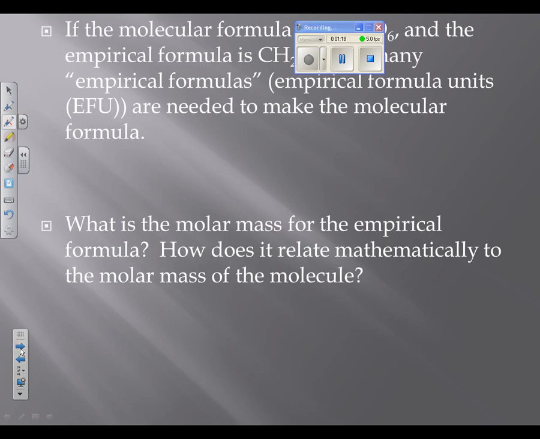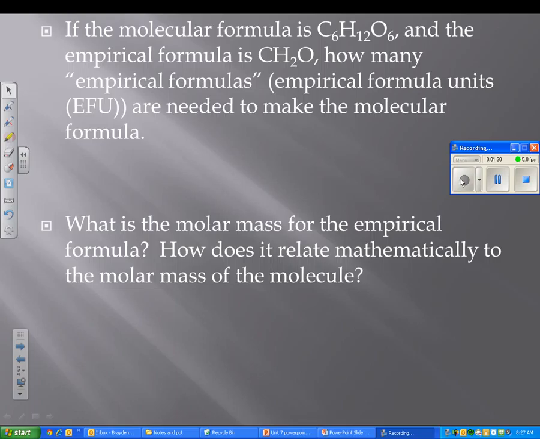So let me get this out of the way. The molecular formula of glucose, like we were just working with, is C6H12O6, and the empirical formula is CH2O. How many empirical formulas are needed to make the molecular formula? We remember we're going from 2 to 12. There's a common number there. How do you go from 2 to 12? You multiply everything by 6. So there are 6 empirical formulas needed to make the molecular formula.